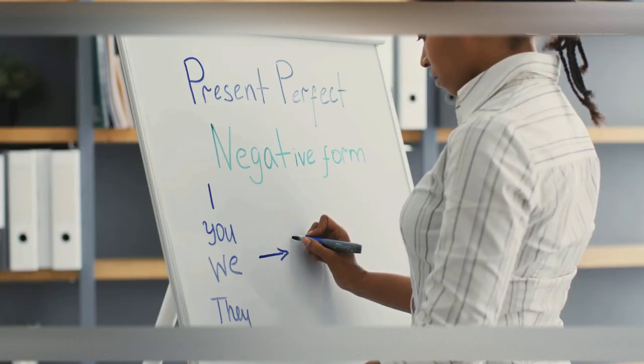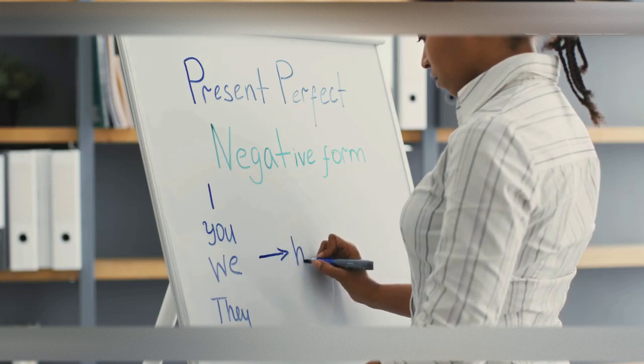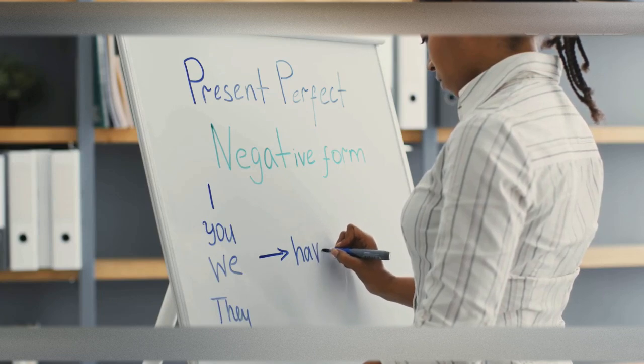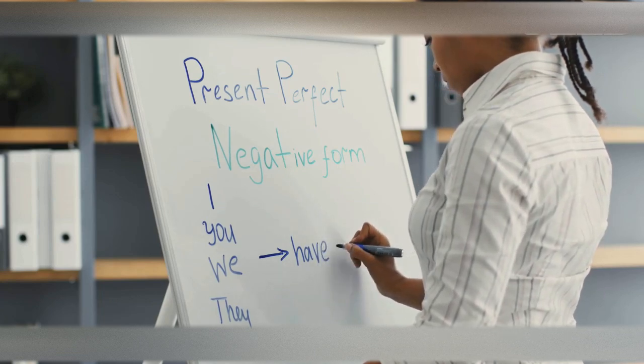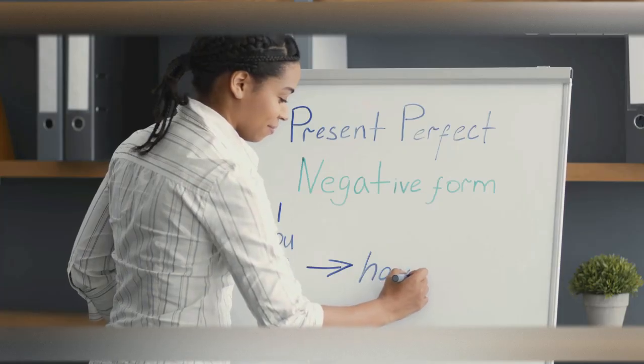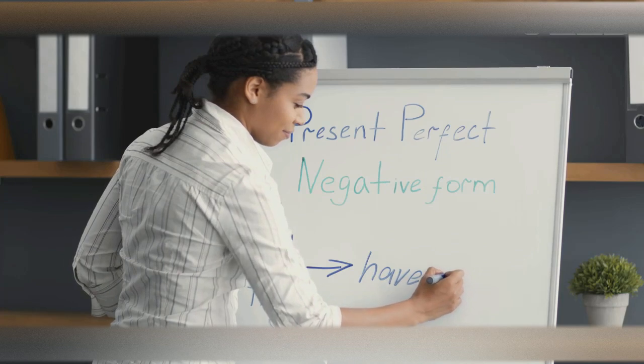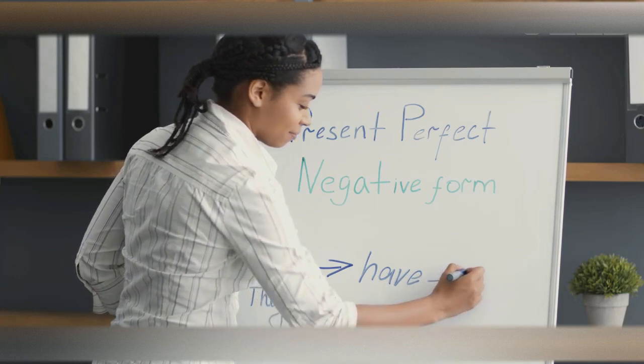In the active voice, the structure is straightforward: subject plus verb plus object. For example, the chef has prepared the meal. Here, the chef is the subject who performs the action, has prepared is the verb phrase, and the meal is the object receiving the action.